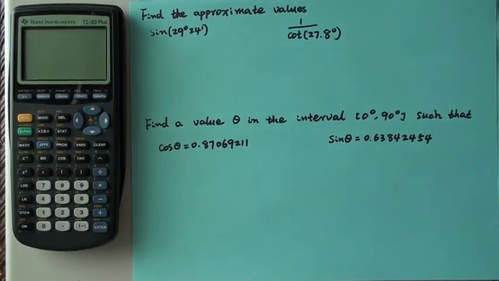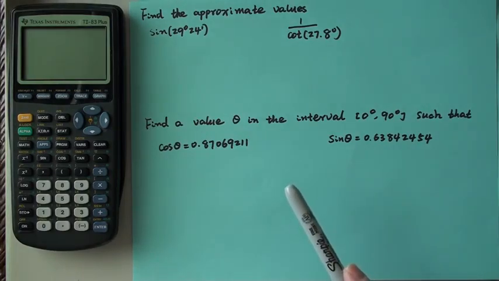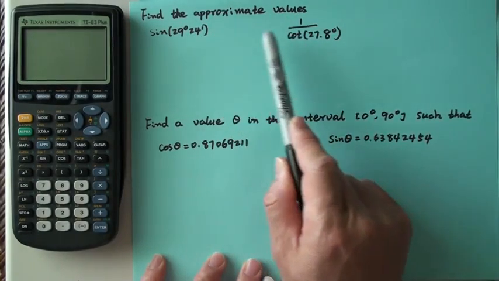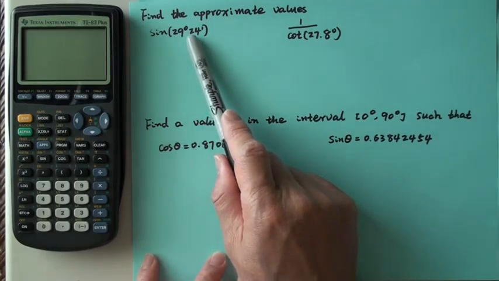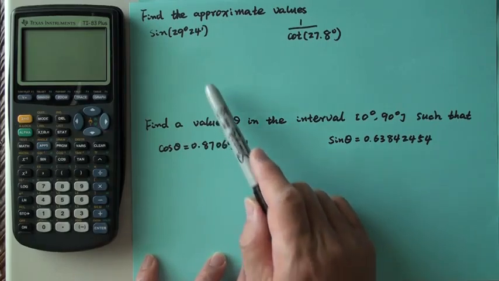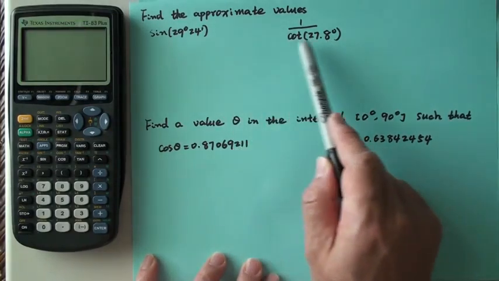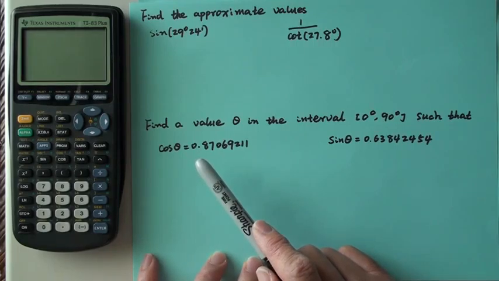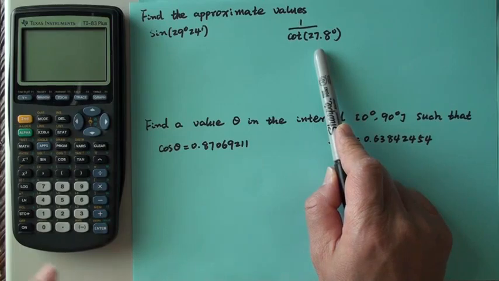In this lecture, we will do four questions. The first one is to find the approximate values for those two functions. One is sine 29 degrees 24 minutes. Since those values of the angles are not special angles, we have to use the calculator to help us.